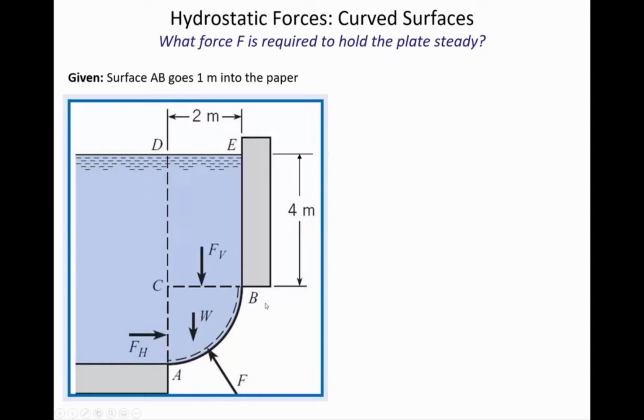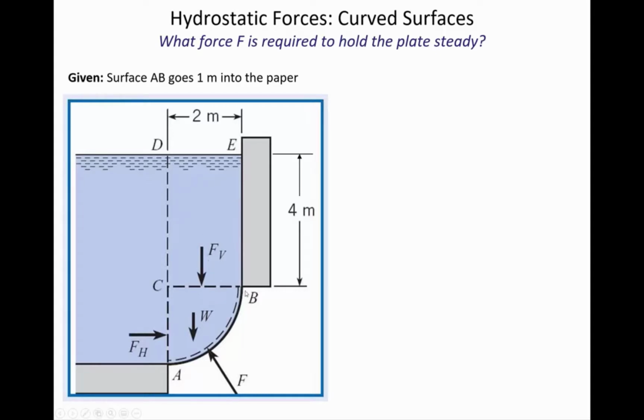Let's look at the specifics if we assume that gate AB extends 1 meter into the page. So the image that we're looking at has 1 meter of dimension into the page. And so, for example, that means that there's a rectangle up here, BCDE, and the dimensions are 4 meters of height, 2 meters of width, and then 1 meter into the page.